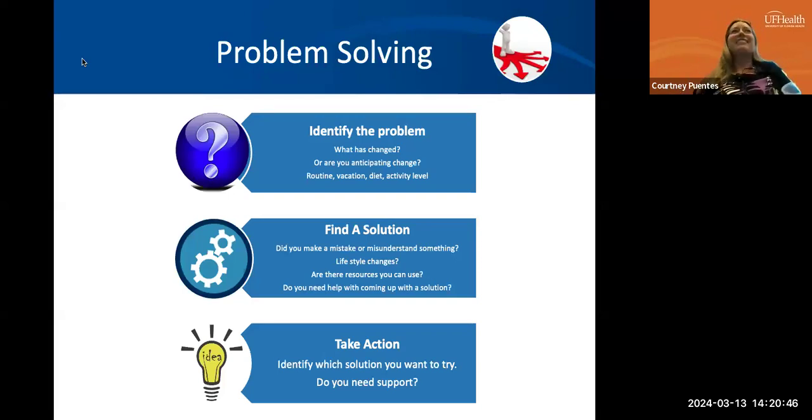So problem solving is definitely something that we work through on the program. There are different situations that can come up where you'll need to problem solve. If a problem does occur, try to identify it. If you can identify a potential problem before, that's great. But what changed? Because usually what triggers a problem is that something changed.